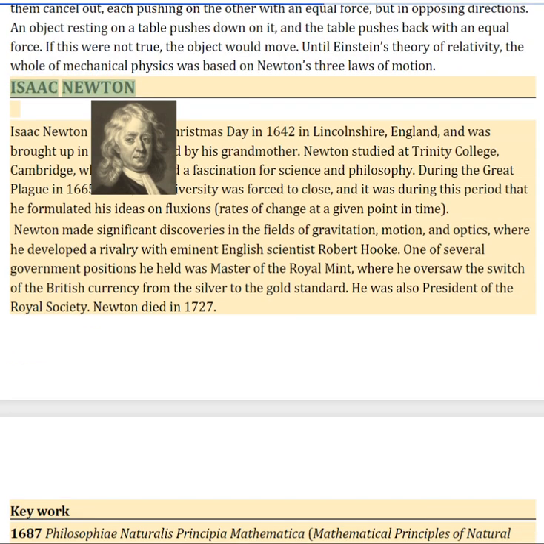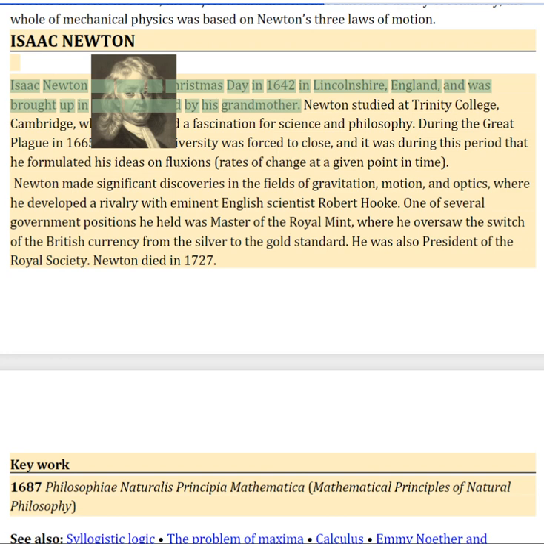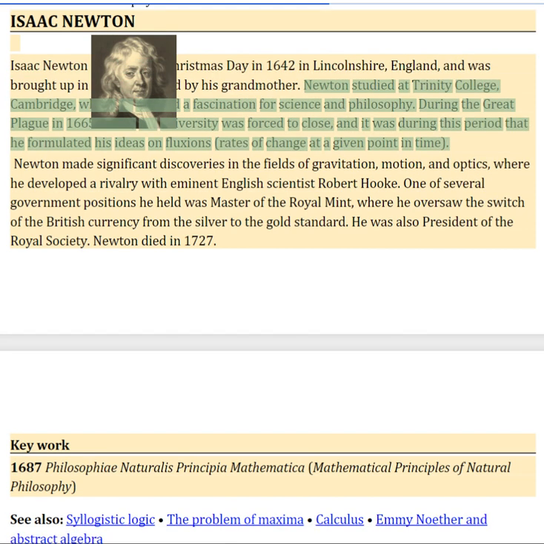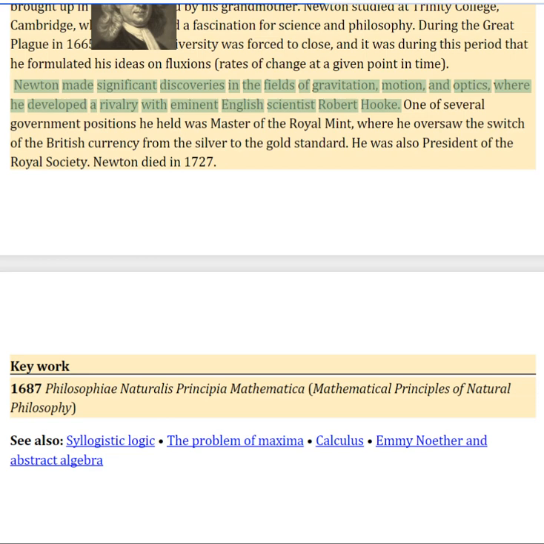Isaac Newton. Isaac Newton was born on Christmas Day in 1642 in Lincolnshire, England, and was brought up in early childhood by his grandmother. Newton studied at Trinity College, Cambridge, where he showed a fascination for science and philosophy. During the Great Plague in 1665-1666, the university was forced to close, and it was during this period that he formulated his ideas on fluxions.